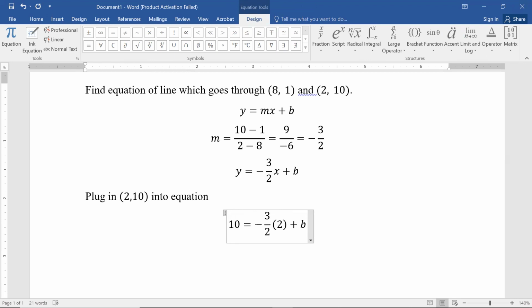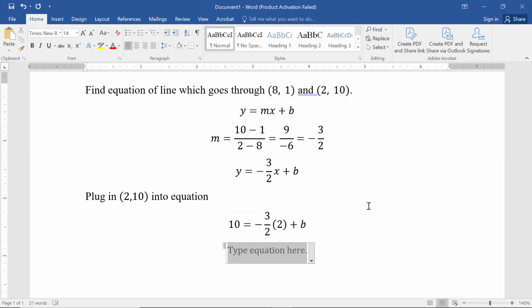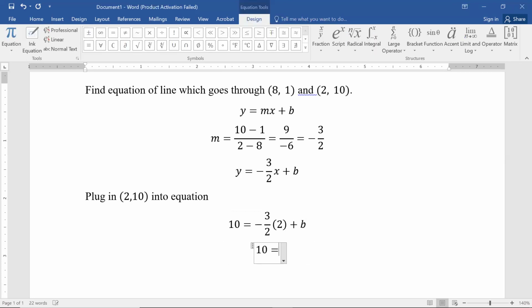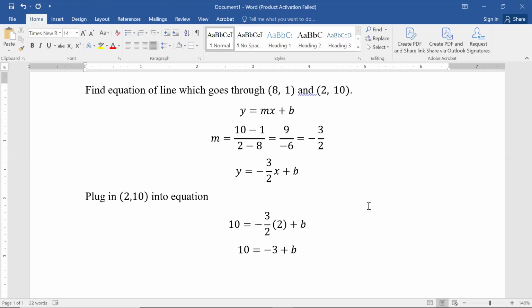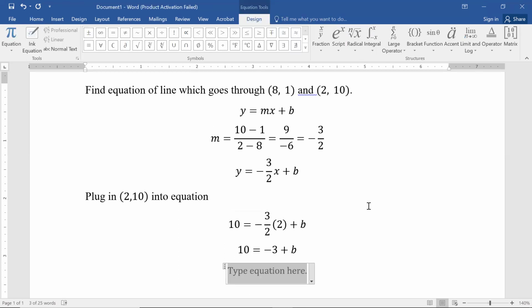I get 10 is equal to -3/2 times 2 plus b. So 10 is equal to -3 plus b when I multiply. And when I add 3 to both sides, I end up with 13 is equal to b.